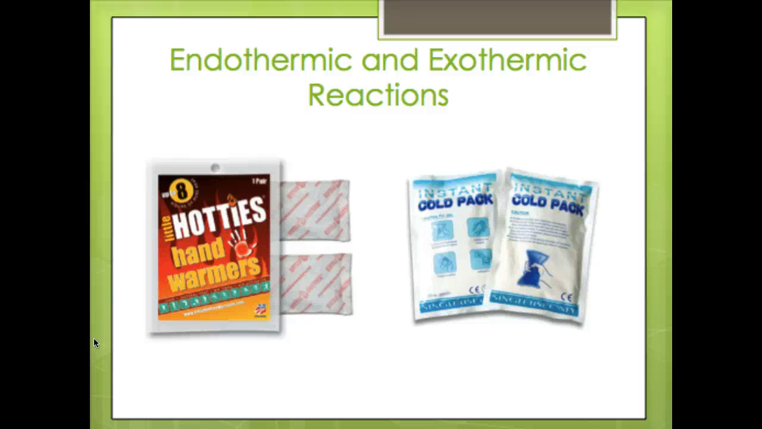On the other hand, I could put a cold pack on my hand. A cold pack is going to feel cold. So what's happening here is that heat is leaving my hand and being absorbed by the cold pack because my hand has a higher temperature than the cold pack. So that would be an example of an endothermic process because the cold pack, which is our system, is absorbing heat from the surroundings. So a hot pack is an example of an exothermic reaction, and a cold pack would be an example of an endothermic reaction.